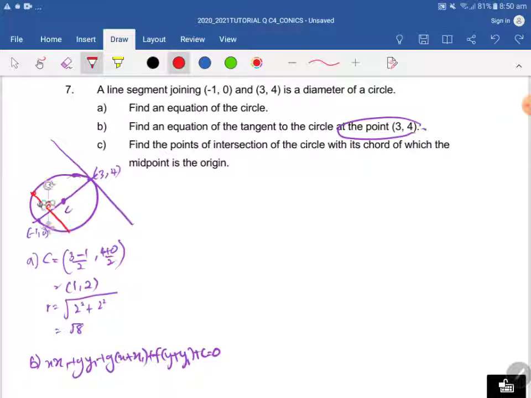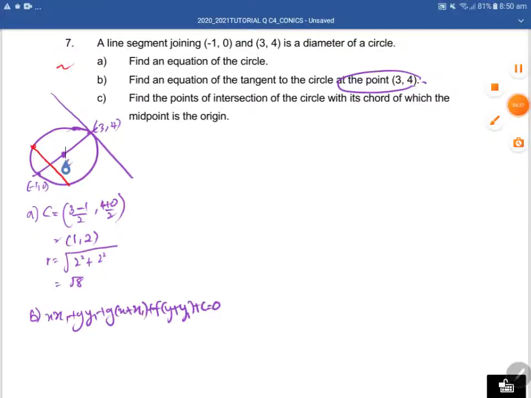Okay, so this is our chord. This is the origin, (0, 0). We also know the center, which is (1, 2). To find the gradient of CO, we can use the formula of gradient: m is equal to (y2 minus y1) over (x2 minus x1). So that is (2 minus 0) divided by (1 minus 0), which is equal to 2. That is the gradient of CO.